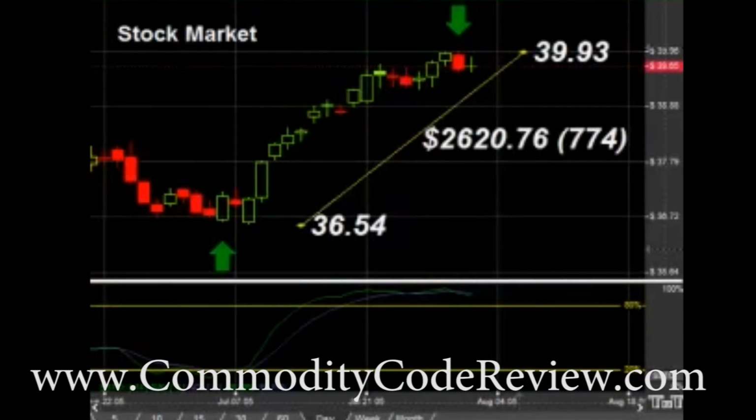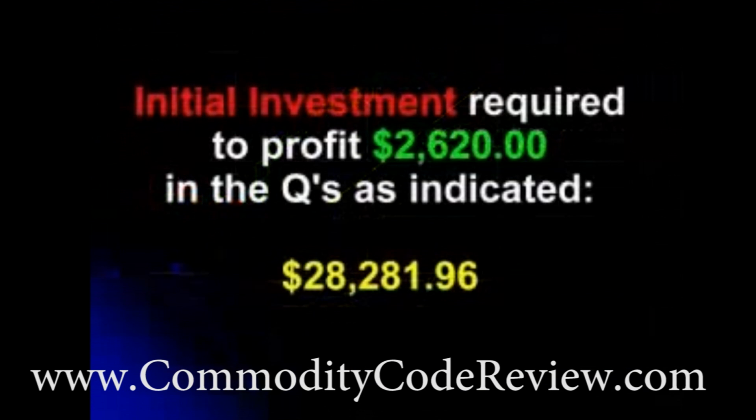The profit from this move was $2,620, and the initial investment required to obtain that size of financial reward was $28,281, or 774 shares of the Qs. Now that's a sizable chunk of change, wouldn't you say? But your ROI, or return on investment, was almost 10%. That's not too shabby. Okay, that was boring.